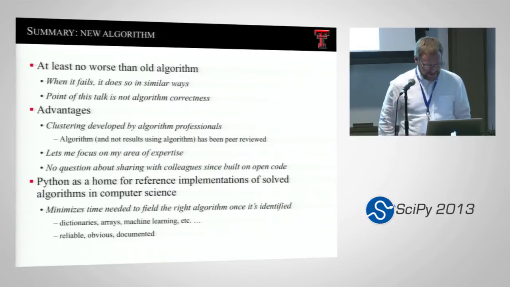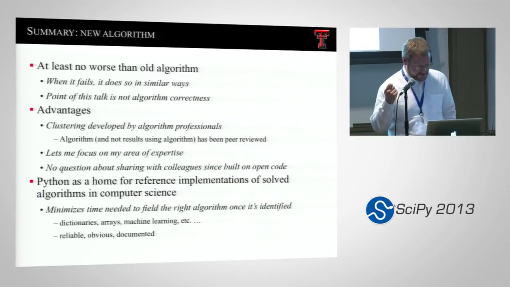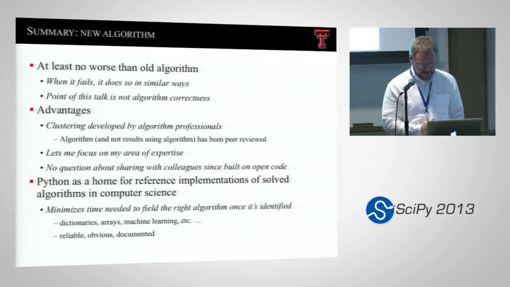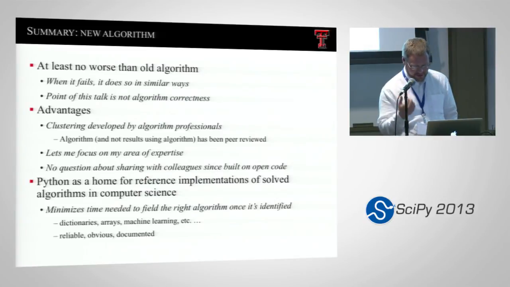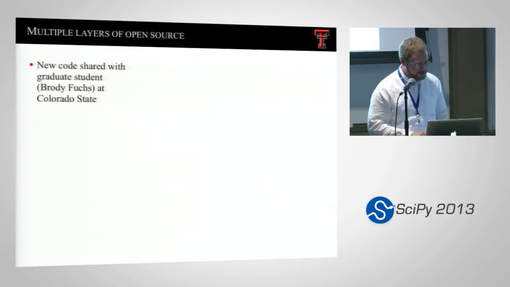And this is one of the things that I love about working in SciPy, right, is that Python winds up being this home for very good reference implementations of these sort of solved problems in computer science. I don't have time to learn all of computer science, but I want to use it. And so we have things like dictionaries and arrays and machine learning that tend to be fairly reliable and obvious and well-documented, and that speeds my time to get work done.